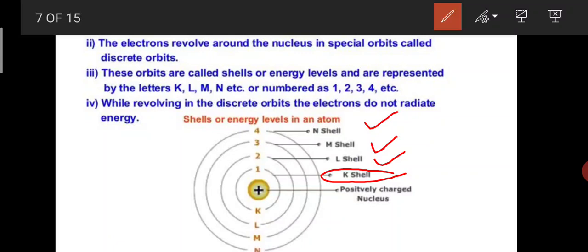In other words, the energy of the K shell is least, while those of the L, M, N and O shells increase progressively. Also note that any system which has the least energy is the most stable. Understand what I am saying? Any system which has the least energy is most stable.